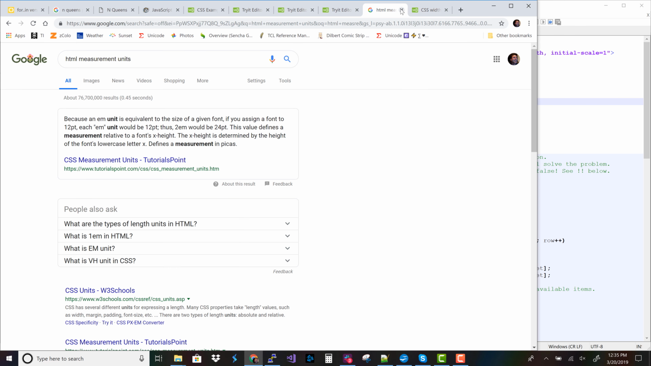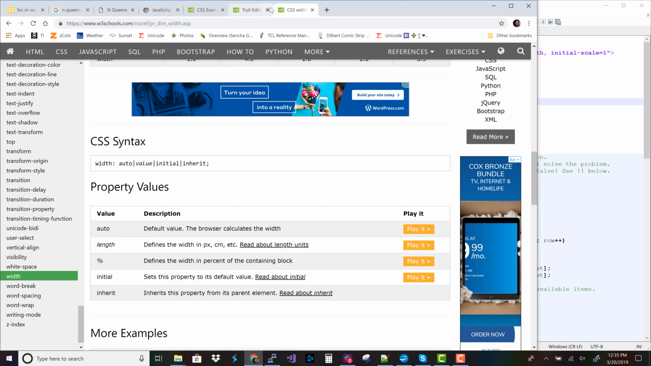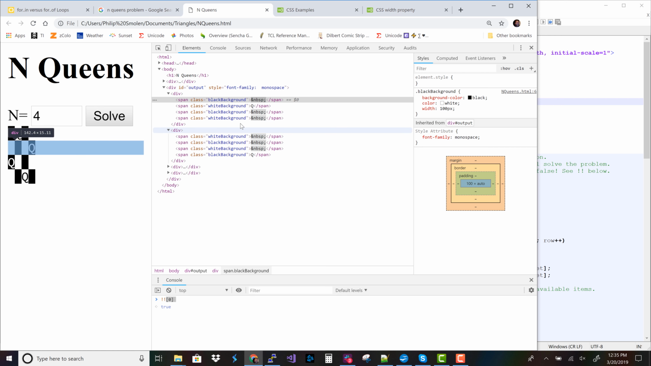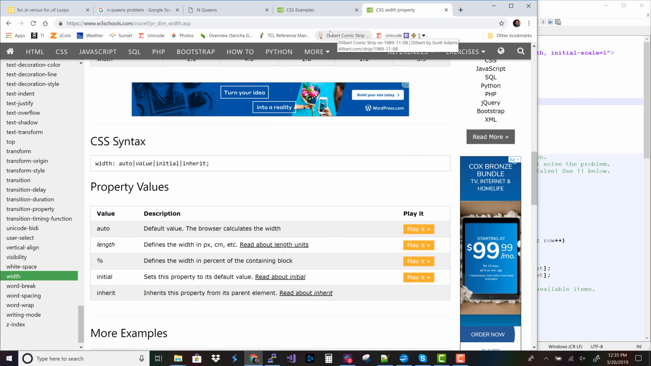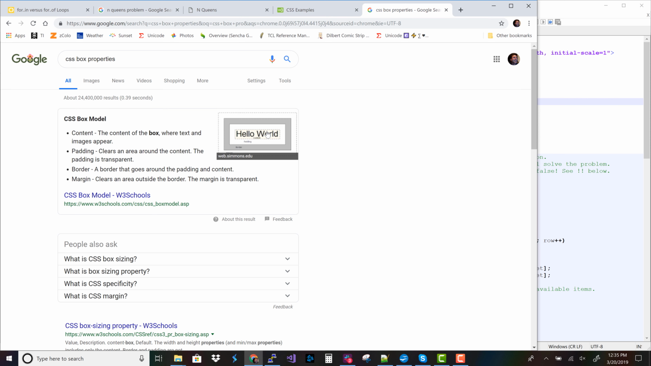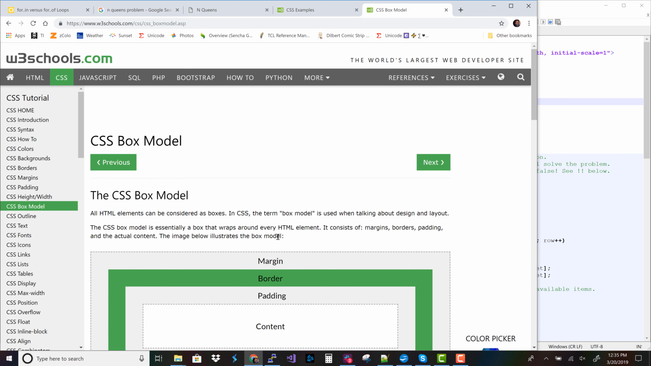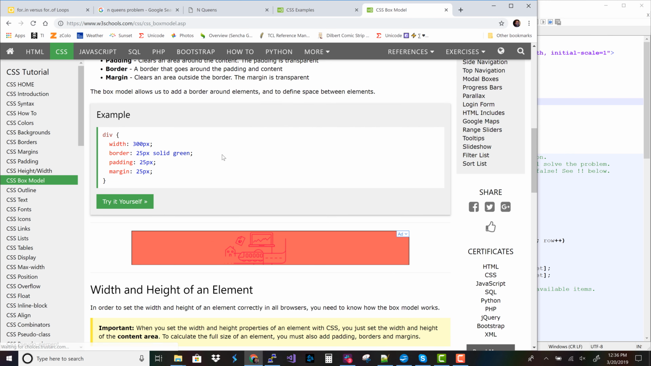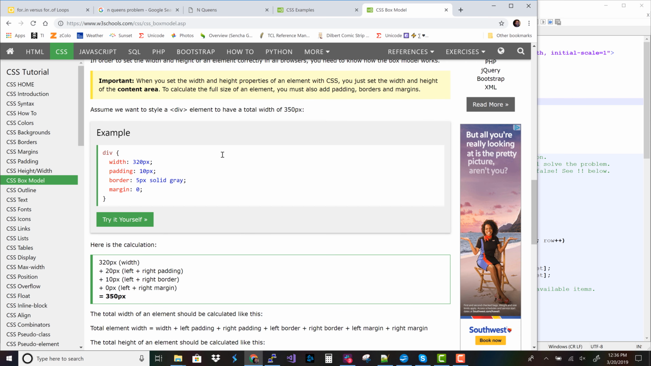Let's do this a different way. Too many examples here, too much stuff. See, it's weird, it has this thing, it says it's 100 pixels. So I don't know why it's not drawing it as 100 pixels. CSS box properties. I think that's the picture we were just looking at. Yeah, here's the picture. Width, yeah, all this looks right. All right, there's a different approach.